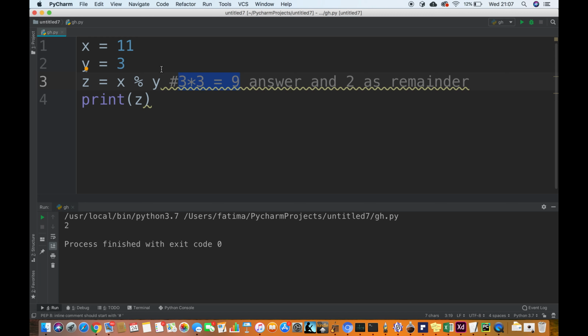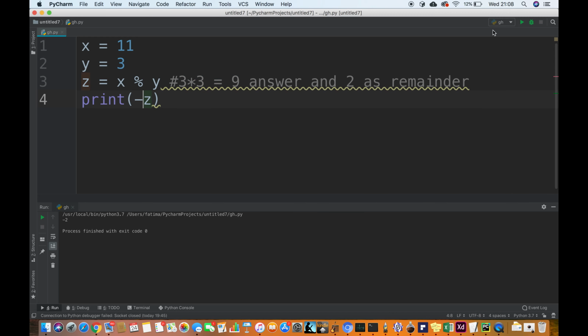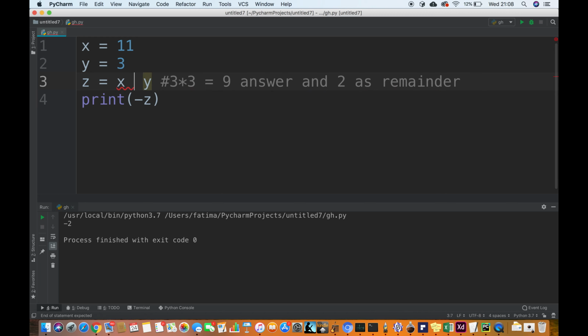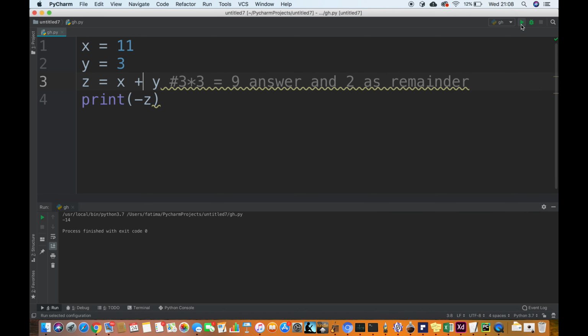If I say that, okay, so it will give me minus 2, right? So if I have that added, for example, 11 plus 3 should give me 14, but I have a minus in front of the z, so it will give me minus 14. And if I just have a look, it will still give me 14.